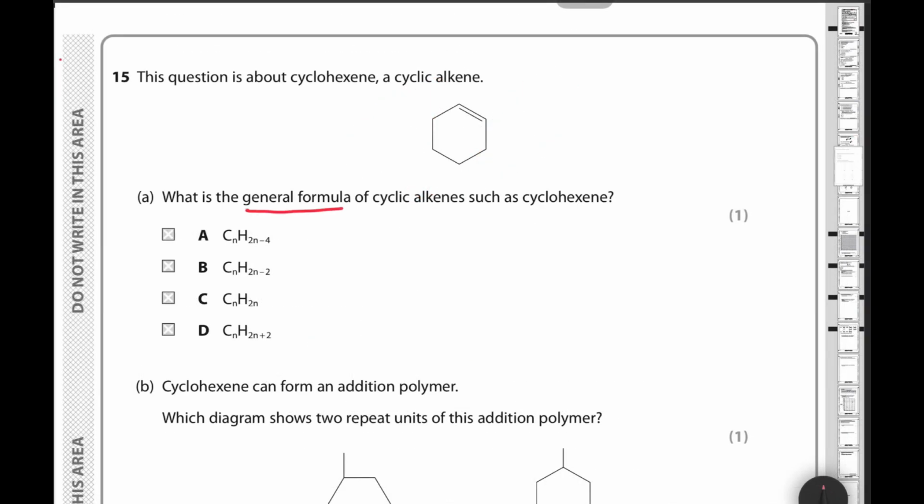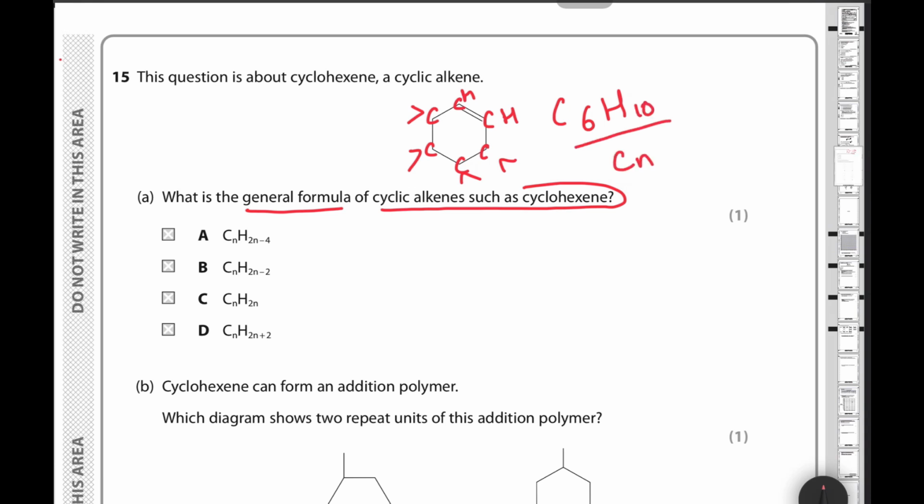It's asking the general formula for these cyclic alkenes such as cyclohexene. So if you look at this structure, let's see. There are 6 carbons, and how many hydrogens are there? 1, 2, 3, 4, 5, 6, 7, 8, 9, 10. So it's CnH2n minus 2. That's how you're getting 6 carbons and 10 hydrogens, right? So your correct answer is this. Clear?